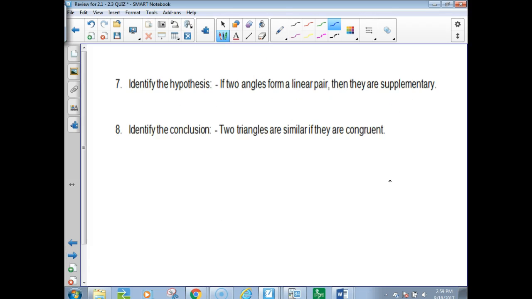All right, identify the hypothesis. Come on, this is the easiest thing you could have to do. But do not include the if or the then, whichever it is. What's the hypothesis of this statement?